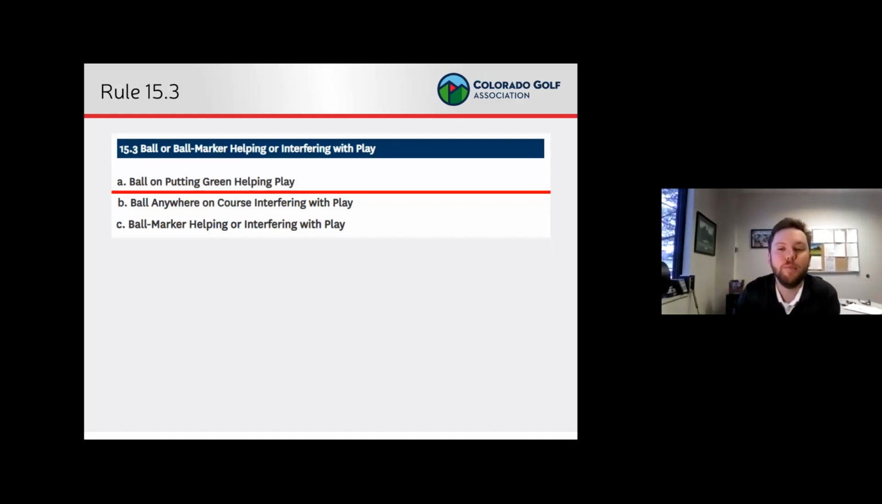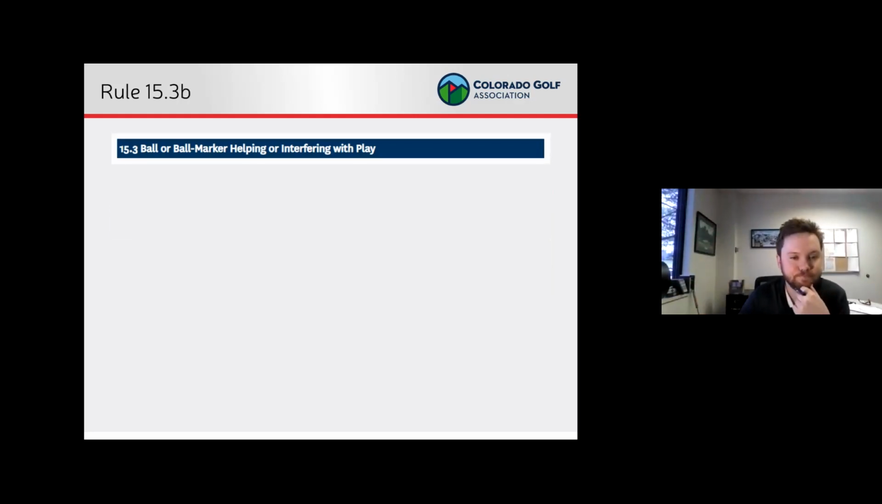Again, going back to 15.3, we kind of chop it up. We look at the ball as helping play, and then 15.3b, we have interfering, and then C is helping and interfering. And C kind of ropes in the ball marker. In A and B, it's ball, and then in C, it's ball marker. So clarification there. But again, we had helping, and now we're looking at interfering.